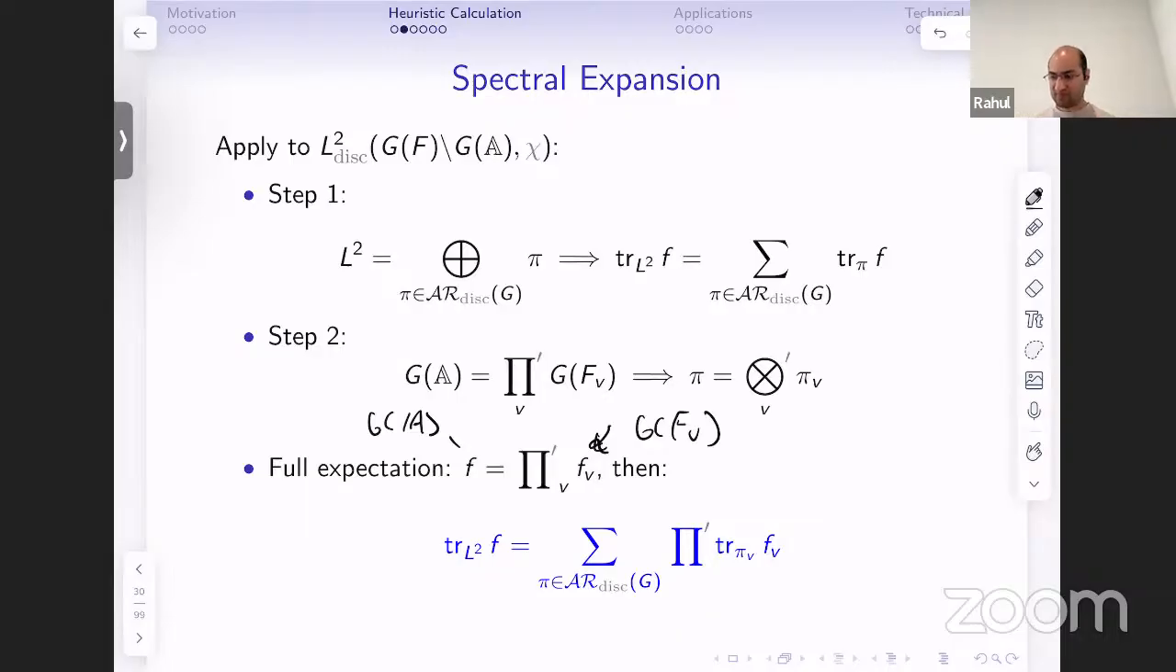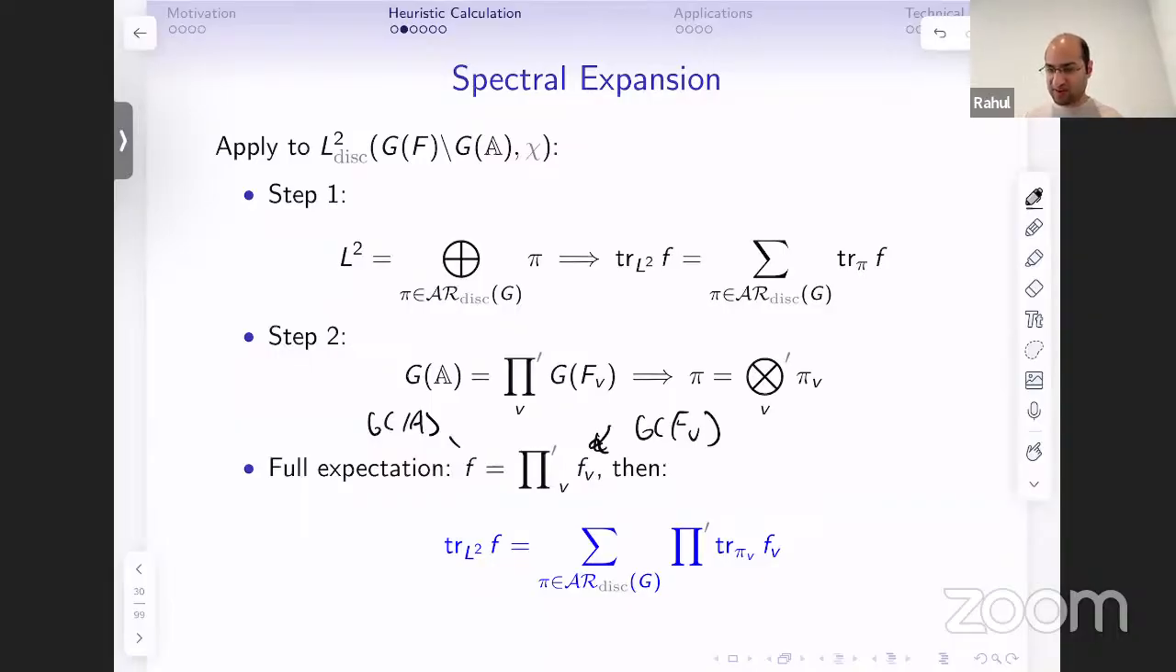The function on the product is just a product of functions on each of the factors. And it turns out that because of the way traces work on tensor products, you get a factorization of this trace against pi into a product of traces against pi_v. So this is the full spectral expansion that we're going to use: the trace against all of L2 has all the information of the traces against all the local components of each of these irreducible subrepresentations.